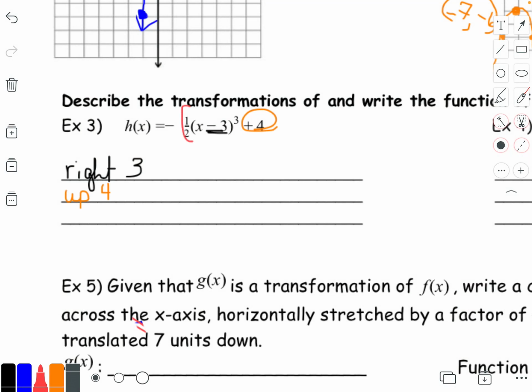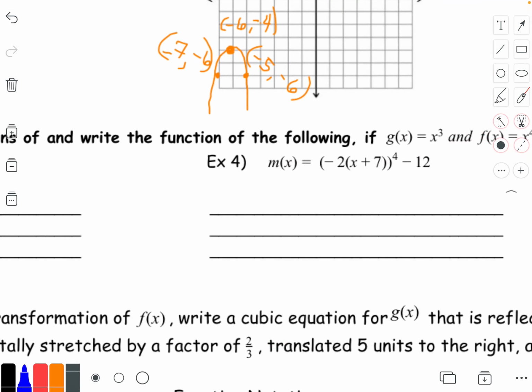Then this is a compression. It's a vertical compression. And our negative sign is going to be a reflection, a vertical reflection. And that's it. That's it.